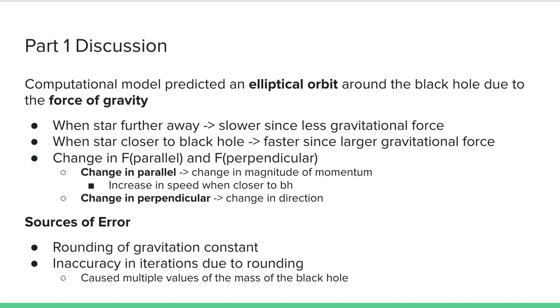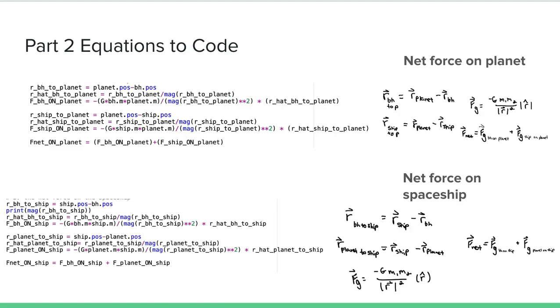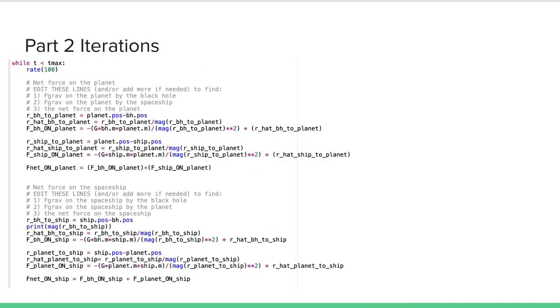Possible sources of error included rounding in the gravitational constant and iterations, which probably caused the multiple values of the mass of the black hole. So these are the initial conditions for part 2 in the code, which was used to find the initial velocity. These were the equations to code with the r vectors for the black hole, ship, and planet. And then these were the iterations in code.